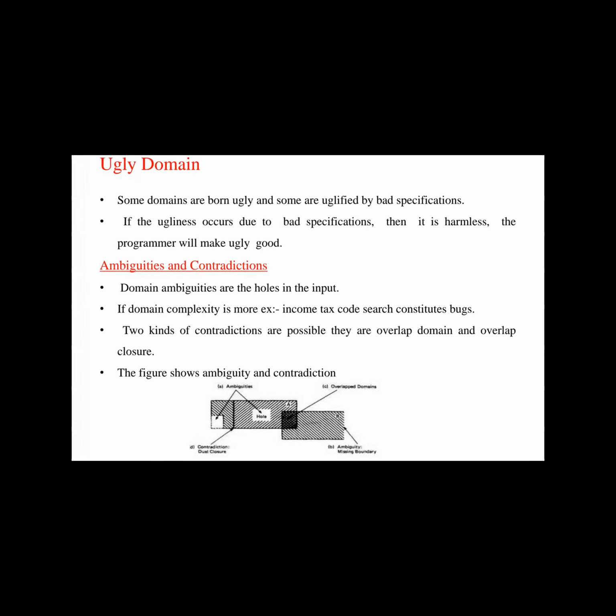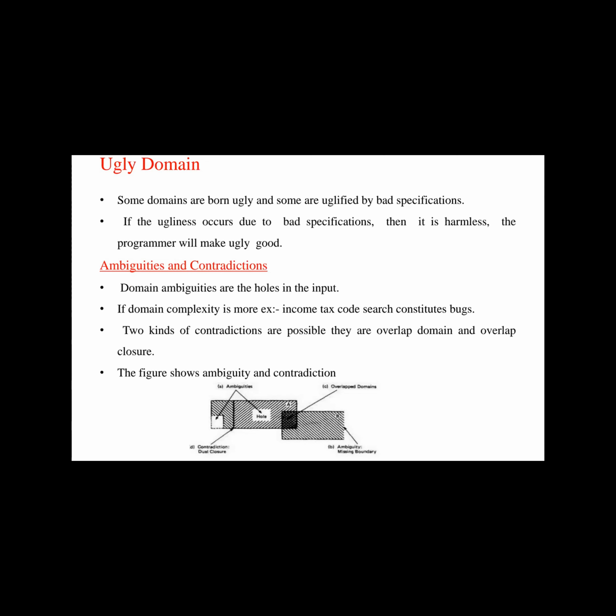Which domains are called ugly domains? The domains which have ambiguity and contradiction. A domain which contains ambiguity. Ambiguity means confusion. Contradiction means it does not have a consistent value, so the conditions are not correct. These all come under the ugly domain properties.